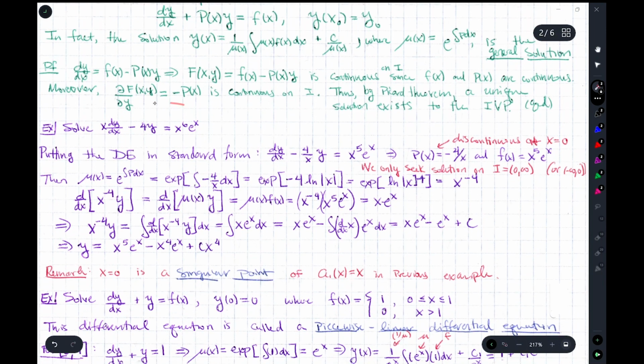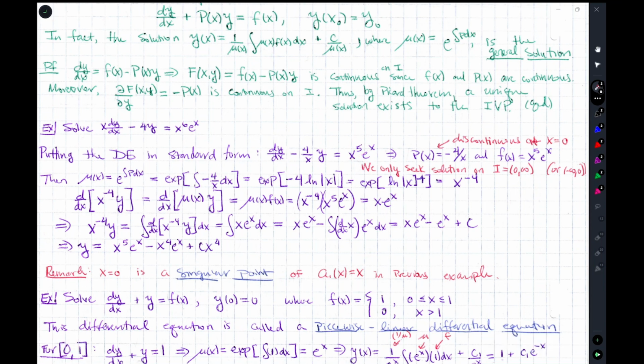All right, so let's solve this differential equation. And this is not an IVP, so we're going to find the family. So let's put this differential equation in standard form. We divide by x, the left and right hand side, and we end up with this 4 over x, and x to the 6th divided by x is x to the 5th.